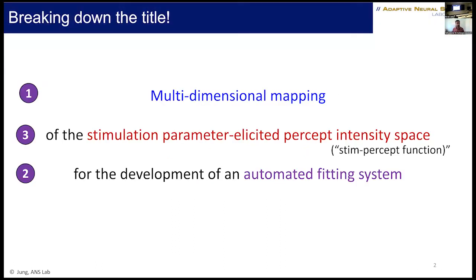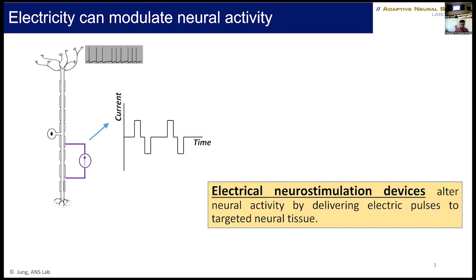So what I want to do is just break it down into three concepts that I hope you'll take away from my talk. First one is I'll start off by explaining what I mean by multidimensional mapping. Second, I'll talk about what I mean by fitting and list why I think we need to automate it. And third, I'll talk about the term stimulation parameter elicited percept intensity space, which henceforth I'll refer to as stim percept function, and basically describe what methods we're using to characterize the stim percept function.